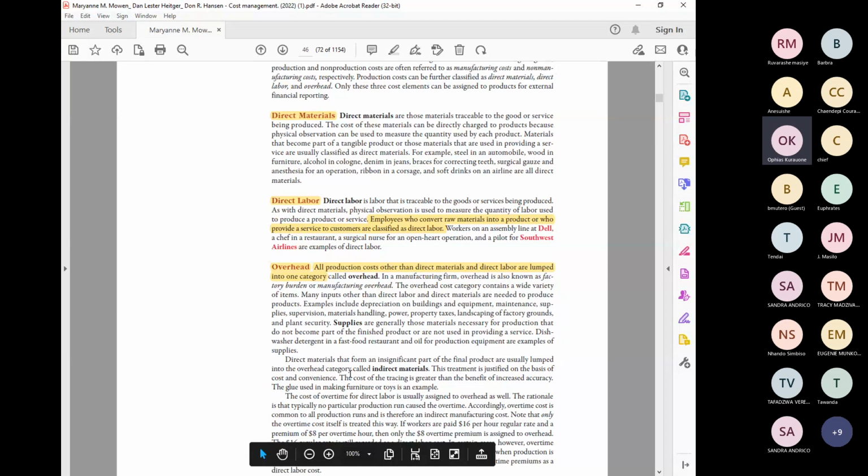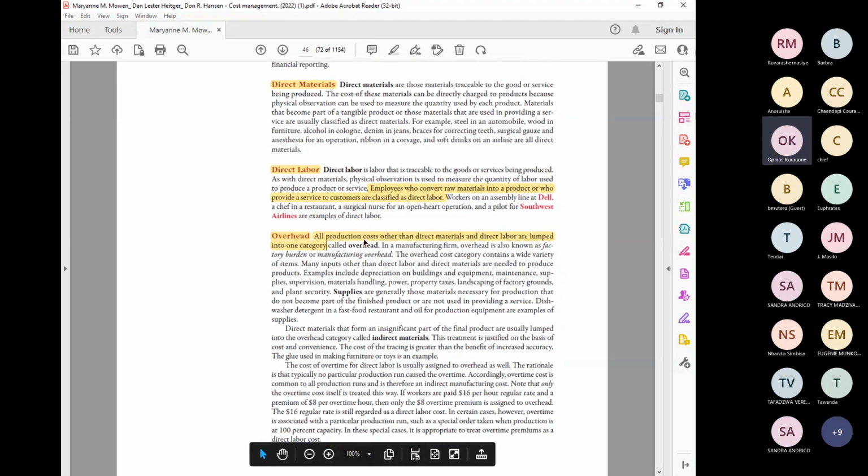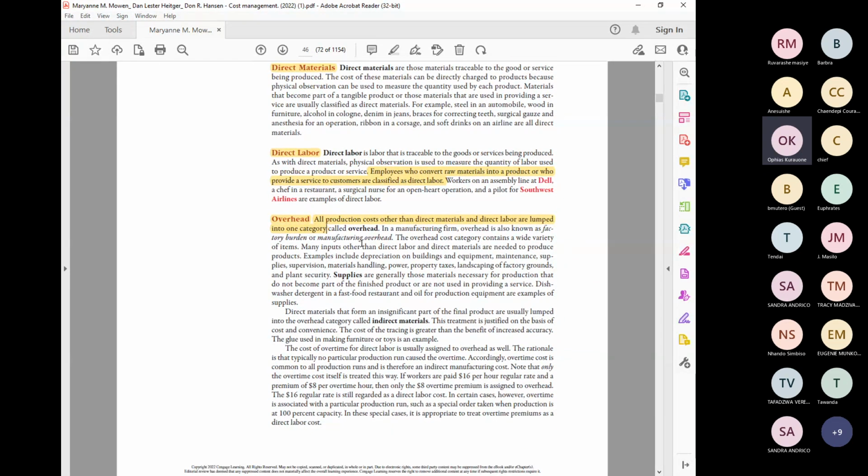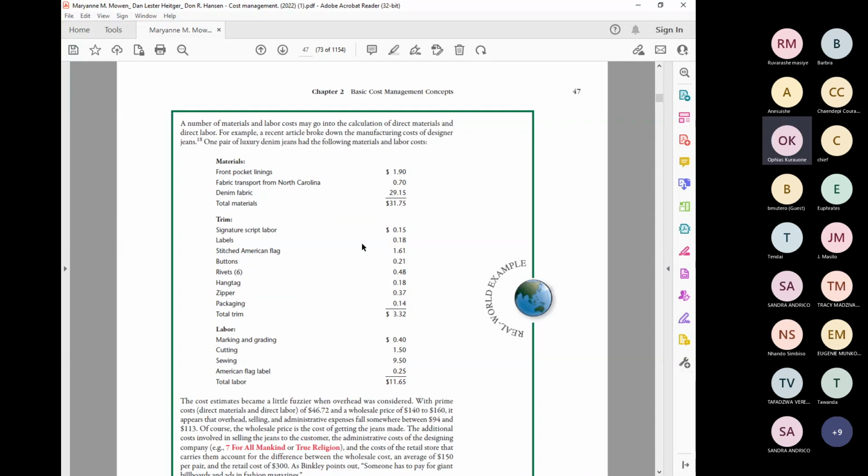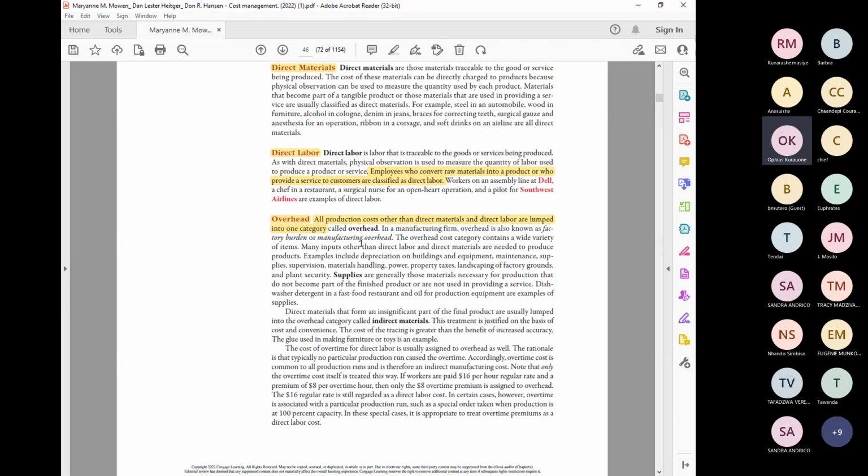So you need to understand these are the key: direct material, direct labor, overhead. These are some of the costs which people should understand. If you need to do well in this course, or if you need to manage your business, you need to classify what are direct materials, what are direct labor, what are overhead. All those items are supposed to be known.